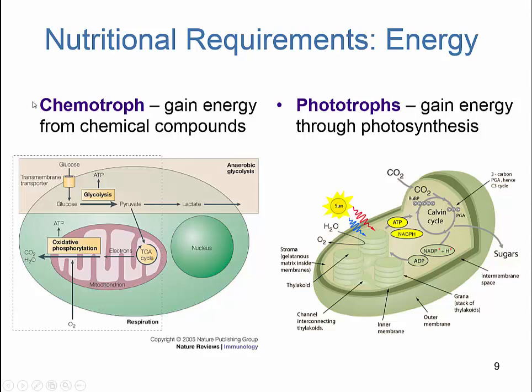So a lot of the microbes that we'll be dealing with are chemotrophs. You yourself are a chemotroph. Alternatively, plants are phototrophs. They're able to take carbon dioxide through the Calvin cycle and convert sun into usable energy due to the process of photosynthesis.